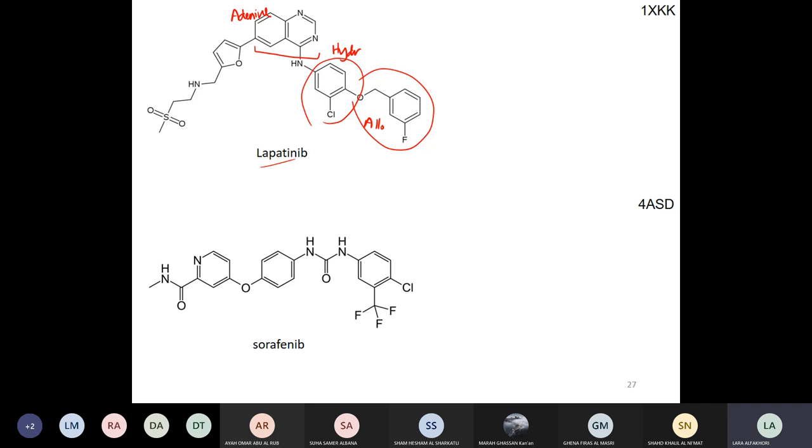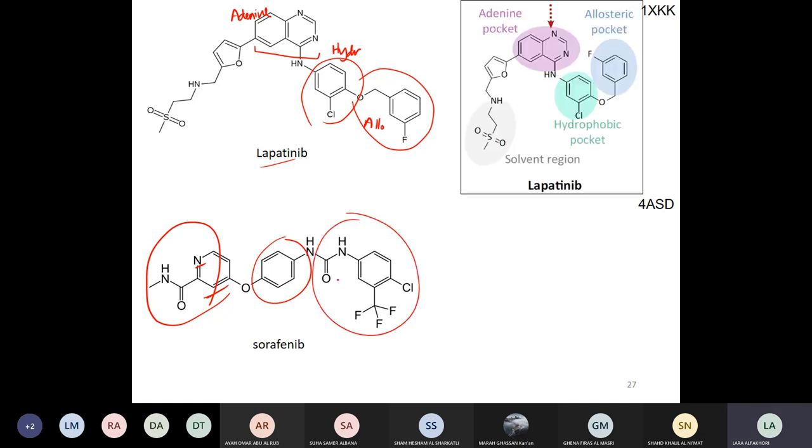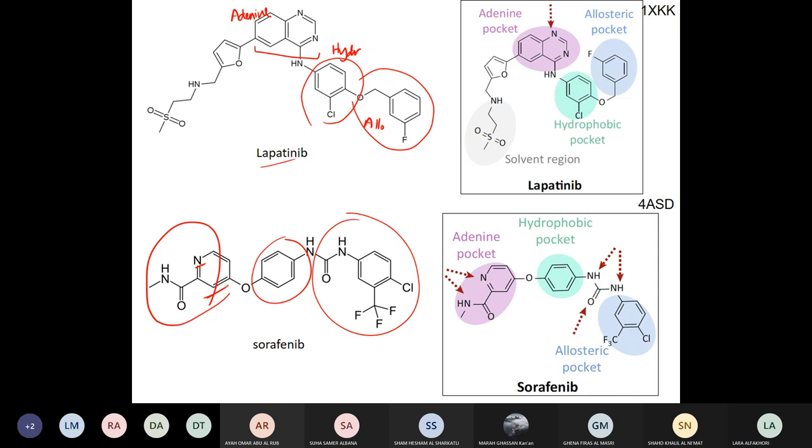What about sorafenib? In your opinion, which ring will bind in the adenine pocket? The one with the amine? Yes, which one? I have many nitrogens. Yeah, for sure. We are talking about, let's say, this ring in here. That's the adenine binding group. This one is hydrophobic, or this one reaches the allosteric site.